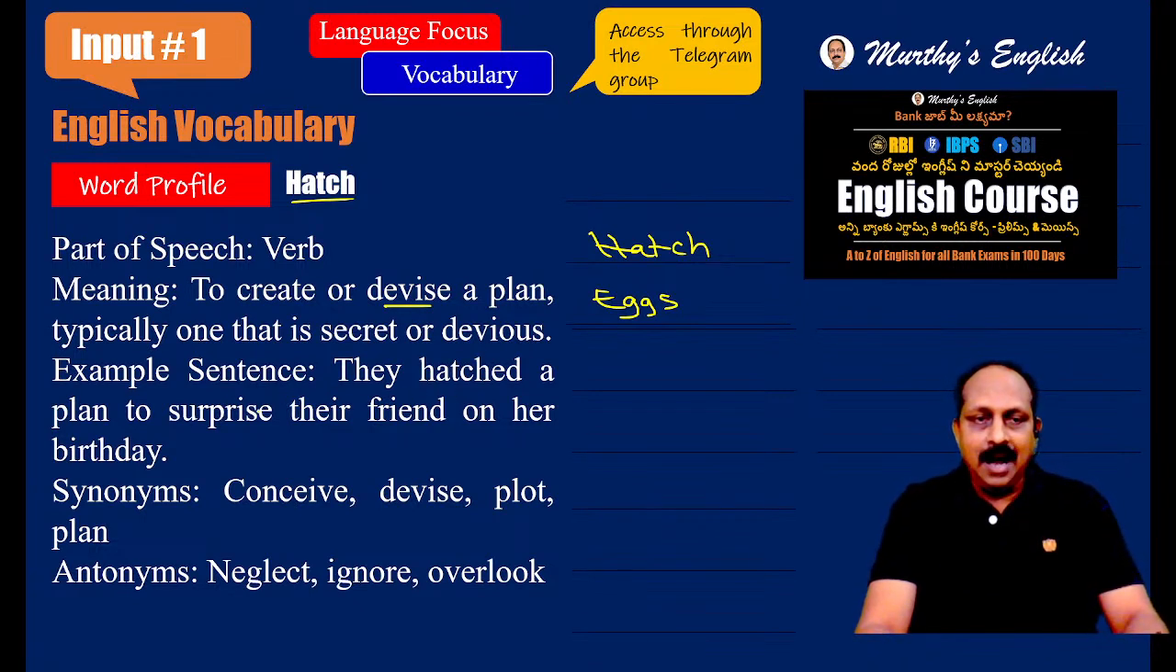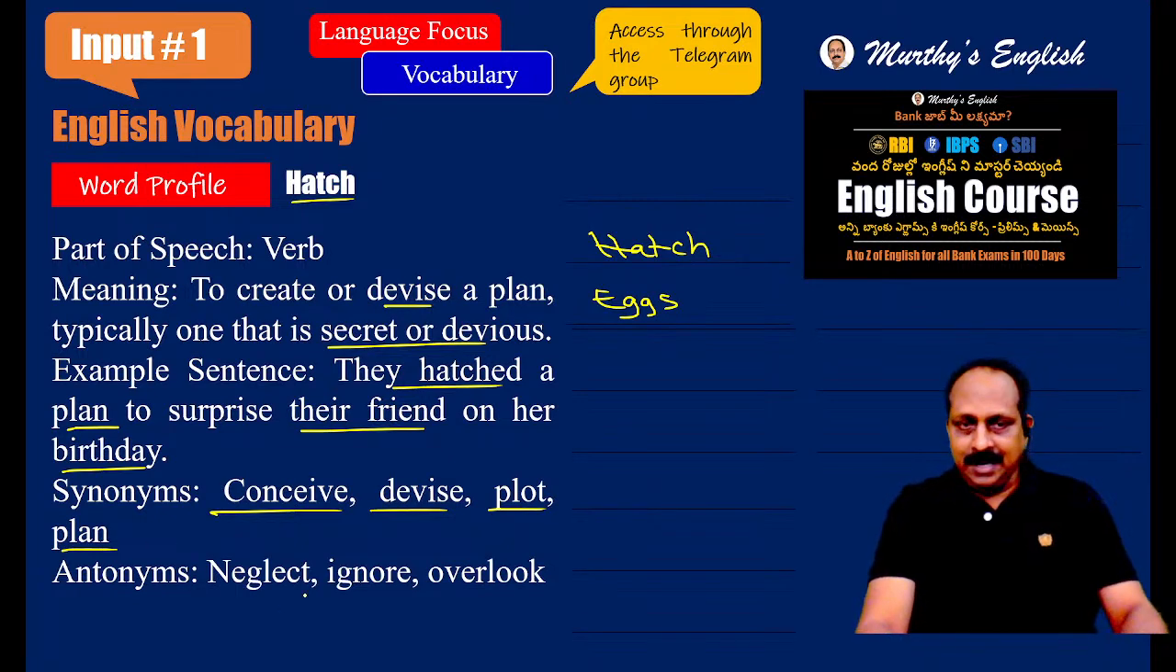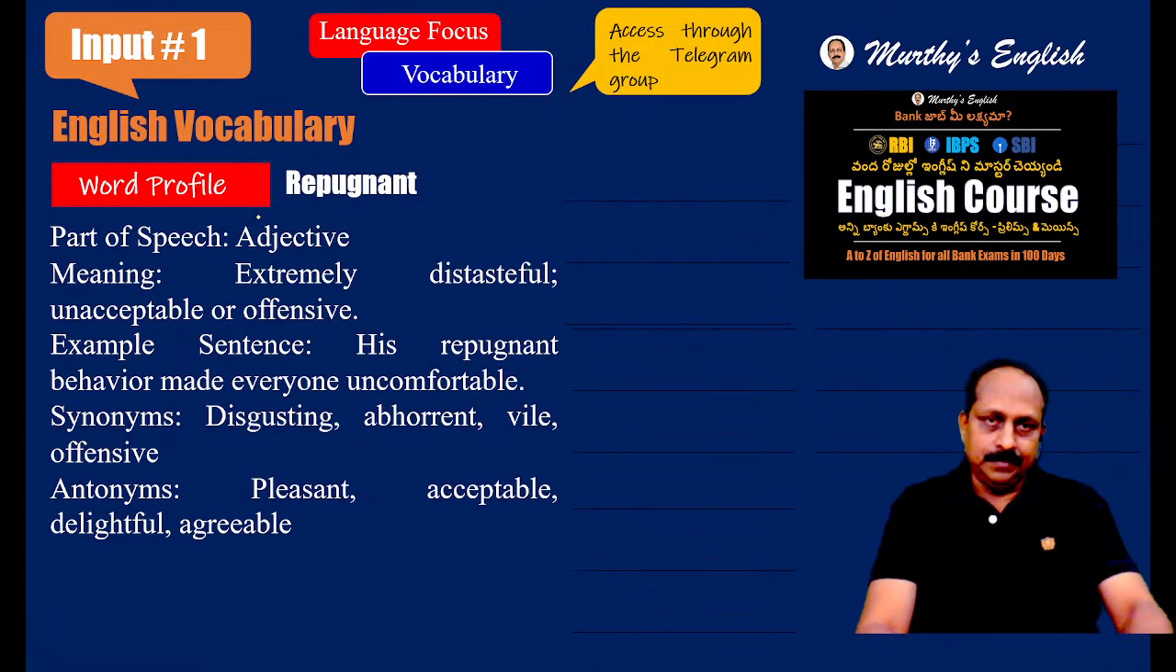Example, they hatched a plan. Usually it goes with a plan or collusion. It has a negative connotation. Here you can look at the key words. They hatched a plan to surprise a friend on her birthday. This is also in a way acceptable. But in English, there's something called usage. It has a negative connotation. Sometimes it goes with a positive connotation. Conceive, devise, plot, plan. Neglect, ignore, overlook.